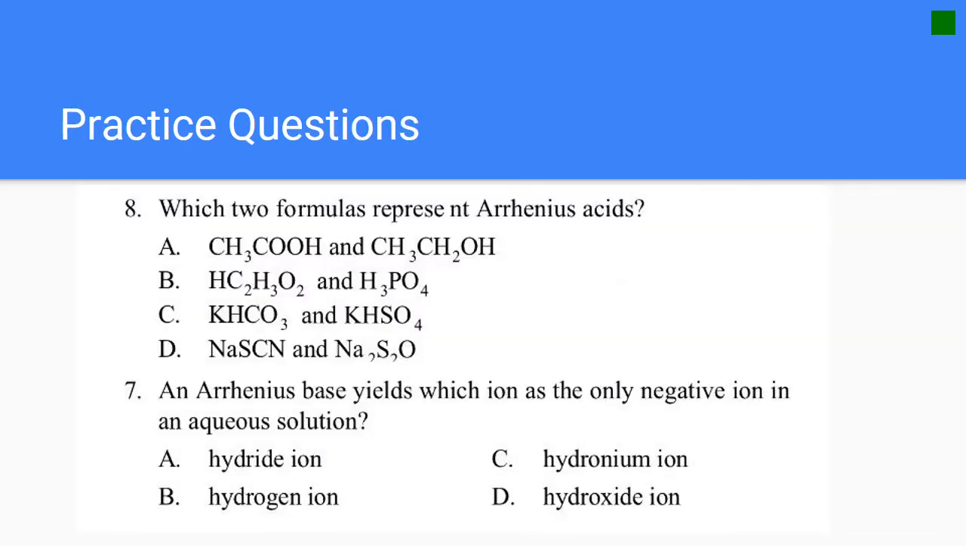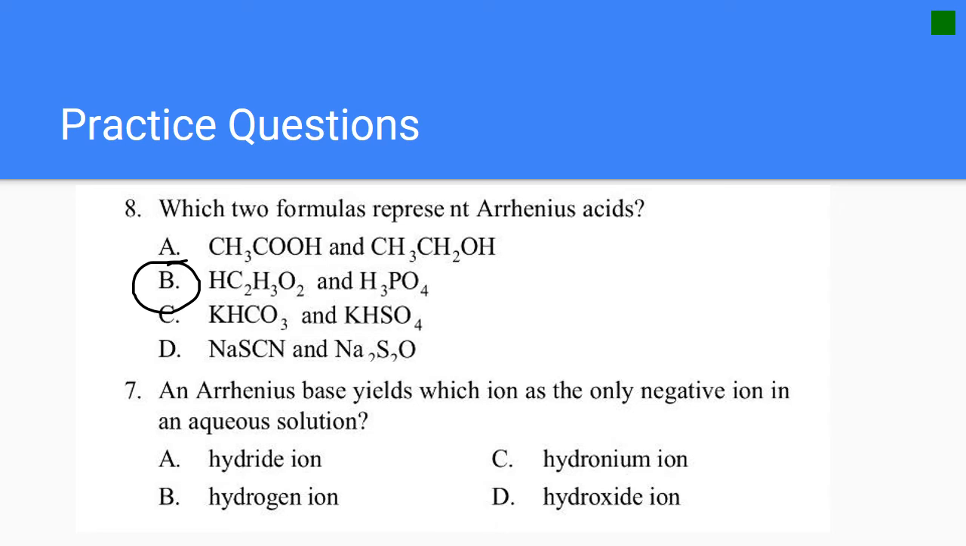So now that we went over the material, let's go to the practice questions. Number 8, which two formulas represent Arrhenius acids? Now, remember that Arrhenius acids are the ones with the hydrogen ions. So A doesn't make sense because instead of hydrogen, you have hydroxide. Now B does have the hydrogens, so it's the correct answer. It can't be C because there's not really any donating or accepting of hydrogen ions going on, and obviously D has no hydrogen or hydroxide ions to begin with. So B has to be the correct answer for 8.